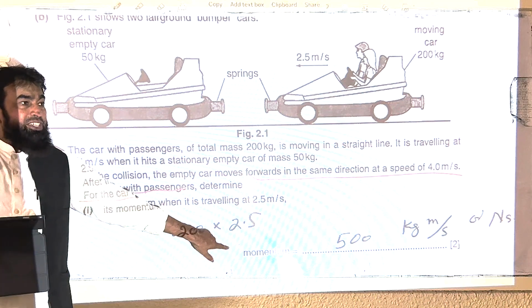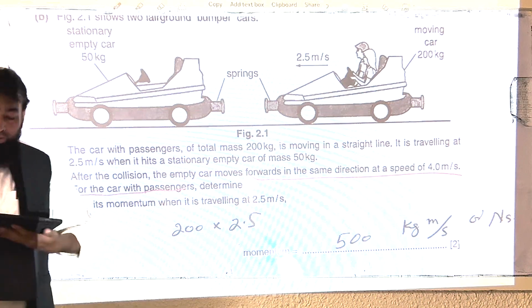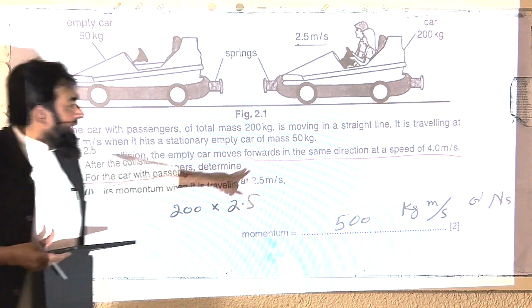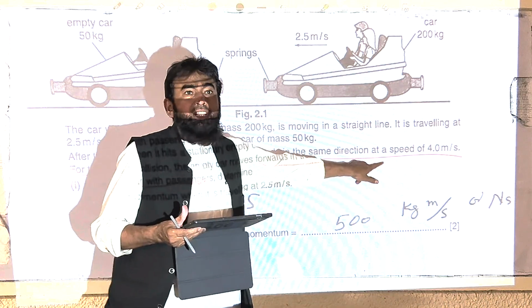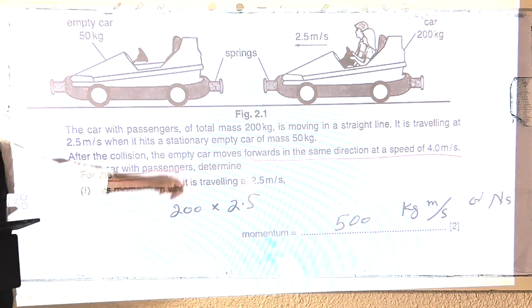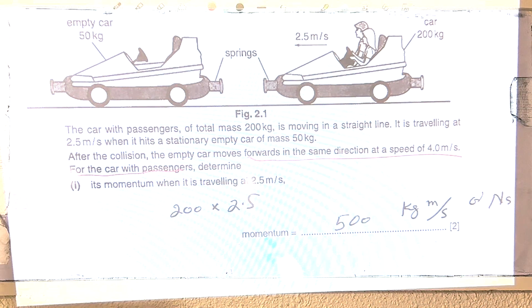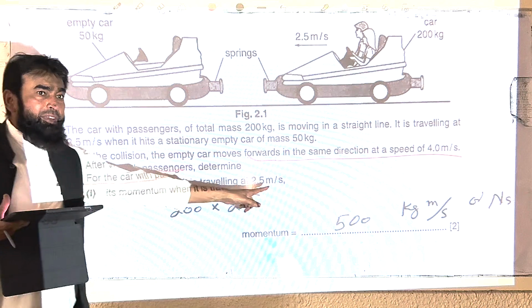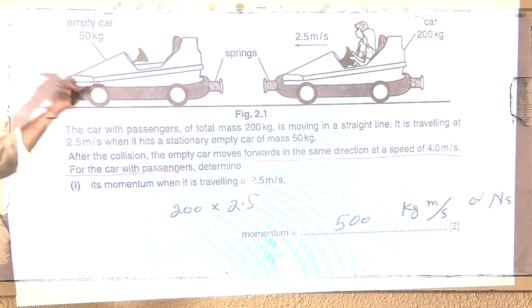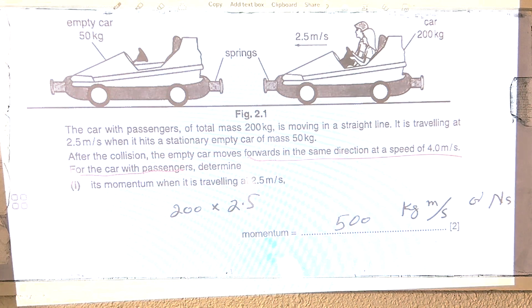We have calculated this before the collision. And you know that the velocity of the empty car becomes 4 meter per second. So, it means we have to subtract something. The momentum of the car with passenger minus the momentum of the car without passenger, because it is colliding with this car.